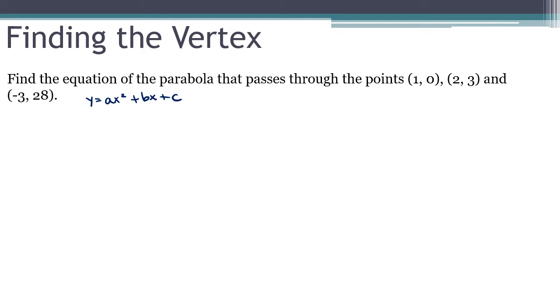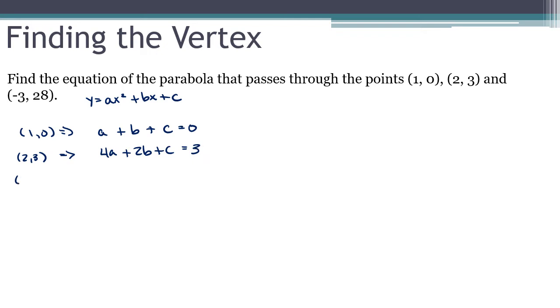I'm going to take those points and I'm going to substitute them one at a time into the equation. All right, so if I do that, let's do 1, 0 first. Right, that gives me a plus b plus c. I just put 1 in for x equals 0. And if I put 2, 3 into there, I get, let's see, I'm putting 2 in for x. So this is 2 squared, 4a plus 2b plus c equals 3.